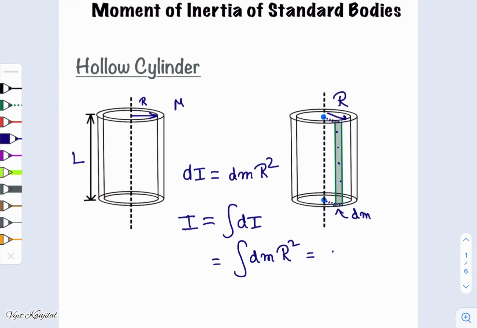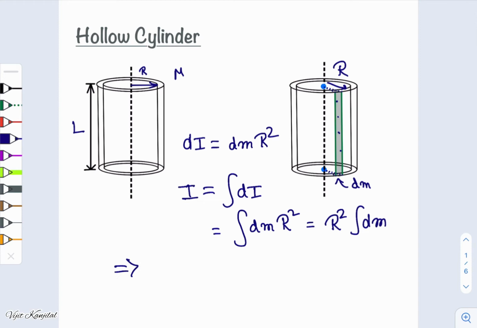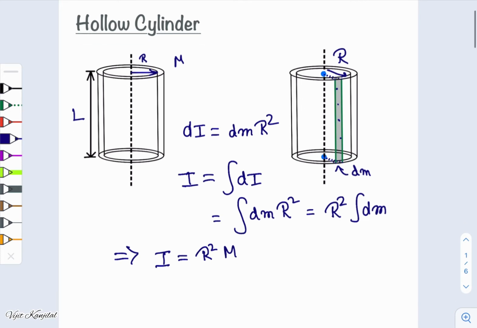Now as r square is constant, which is the same for all the strips, we can take it out of the integral. So the net moment of inertia can be written as r square times m. So we obtain that the moment of inertia, let me write it again, of a hollow cylinder is m r square.